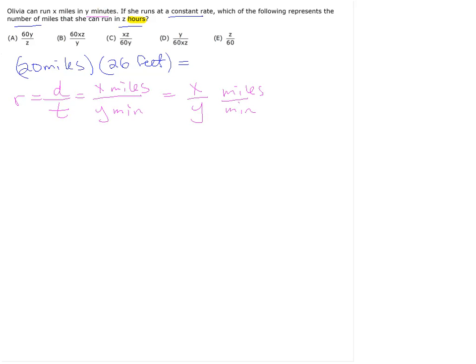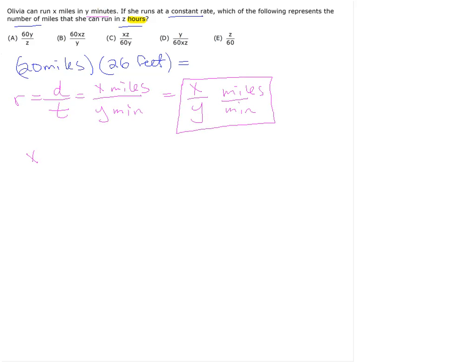Okay, now if we're ever going to get to Z hours, we have to convert this rate from units of minutes to units of hours. And the way we do that is by making a unit conversion. So let me show you how to do that now.